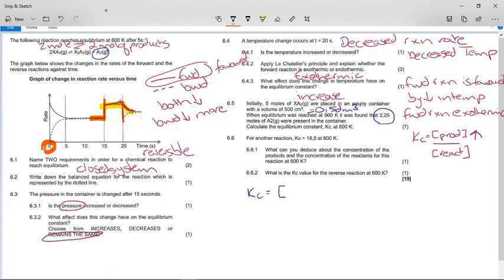So Kc is the concentration of the products raised to the power of their coefficients. So it's [X2A2] and [A2] over [XA2] and [XA2]. The coefficient is 2, so it is raised to the power 2. Okay, so that is going to be my Kc expression.